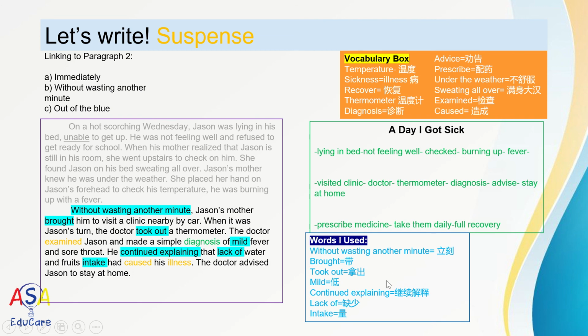Mild means low, so most likely it's not very serious: mild fever and sore throat. He continued explaining that the lack of water and fruits. You cannot just say lack of water and fruits, you have to say intake. So lack of water and fruits intake means the shortage in the amount of water and fruits had caused his illness.